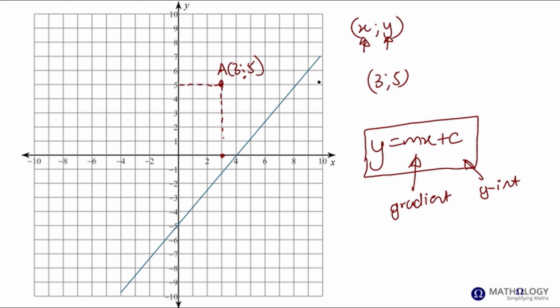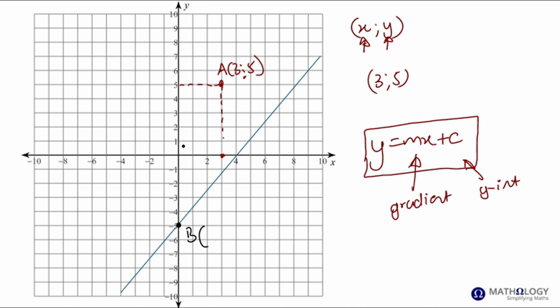So if we have a straight line, for example, this straight line drawn, let's start with c. c is the y-intercept. It's the point on the y-axis. It's the point where the straight line cuts the y-axis. So we'll call this point B, right? And we always list a point as the x-coordinate first and then the y-coordinate.